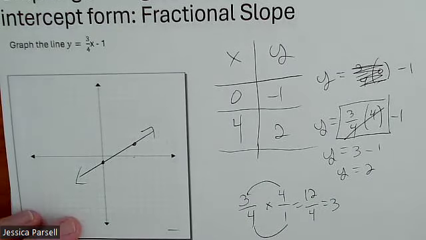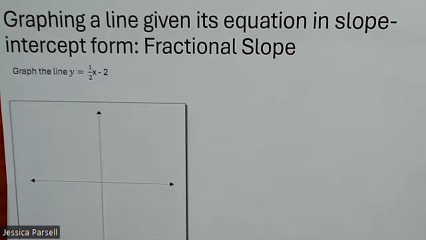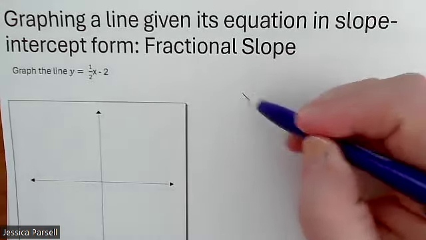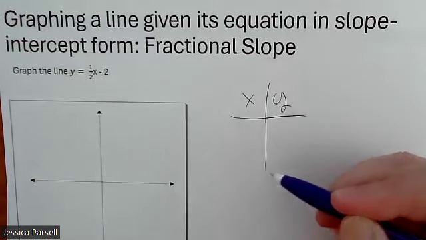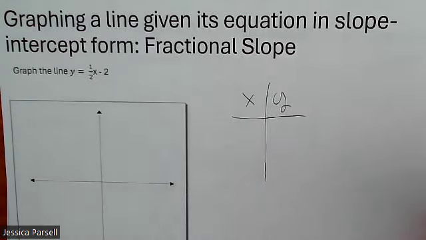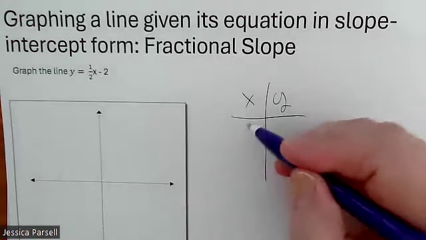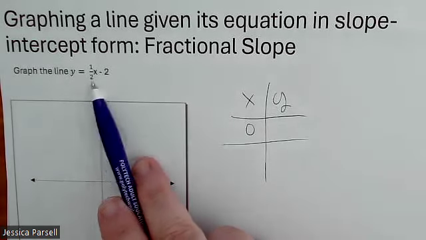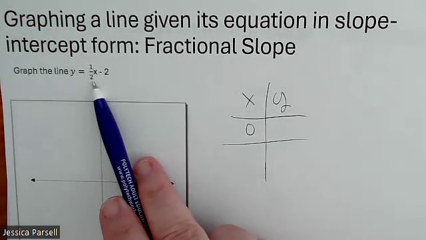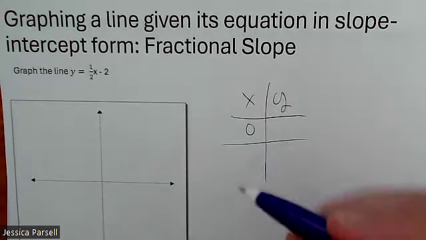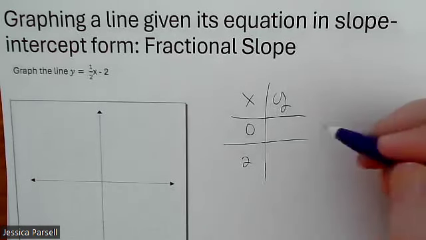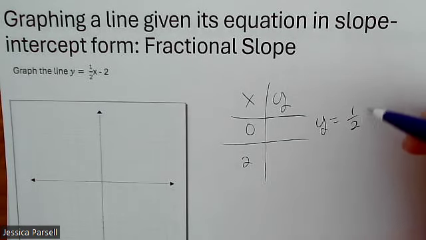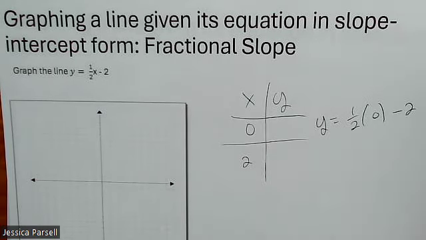Okay, let's move to another type of problem. All right, we have another fractional, they call it a fractional slope here. So what you're going to do is just always put 0 in for x and then look carefully at the denominator. You want to put a 2 or a 4 or a 6 and 8, some multiple of 2 in for x. So I'm just going to use 2. Okay, y equals, and go ahead and pause the video and come back and see how you did.